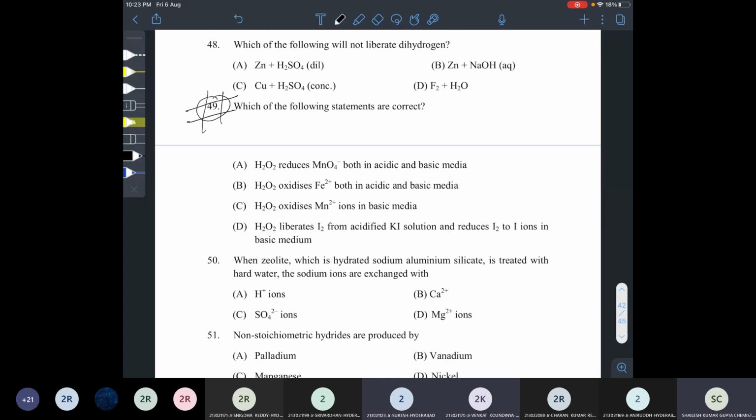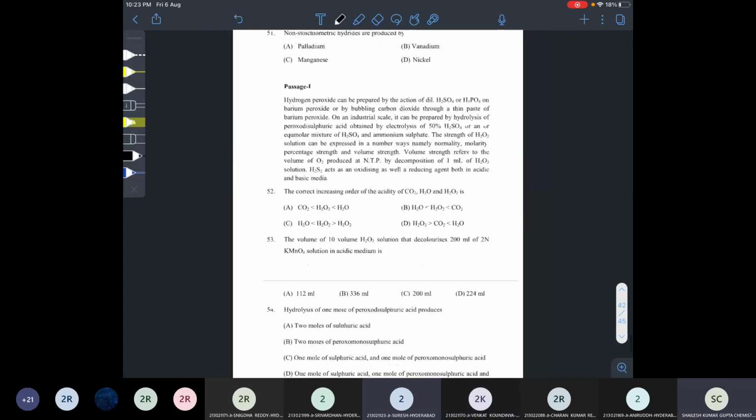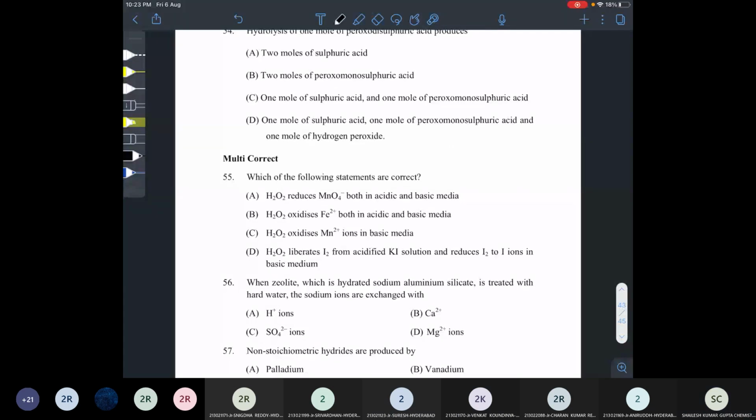Yes. Then what about option A, sir? 55 also same question, but ABC given, sir. 55 also same question. In that case, ABC is given, no? Both in basic medium, both in acidic medium. Okay. And H2O2, ABC given. So yes, sir, this I'm agreeing. Again, I'm having doubt over this. So I will figure it out. Okay. I'll let you know.